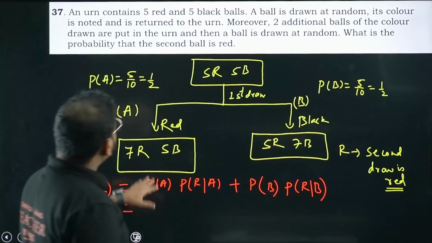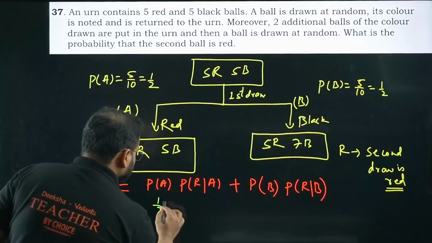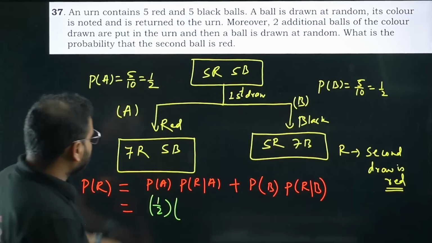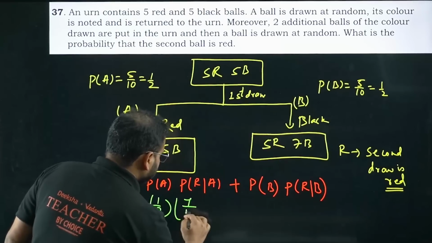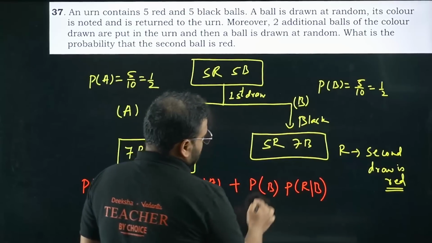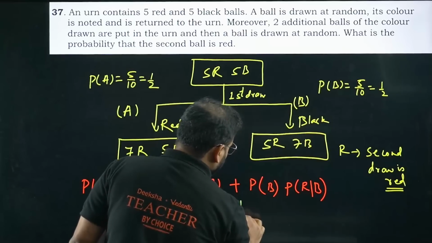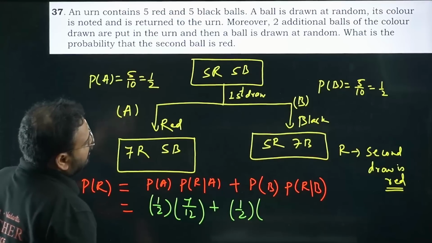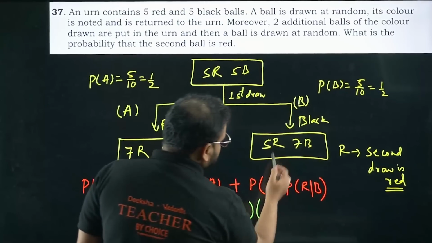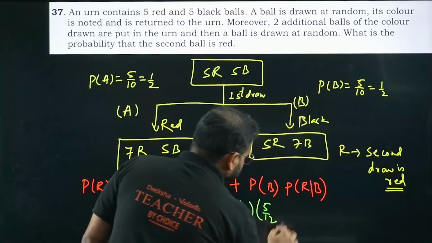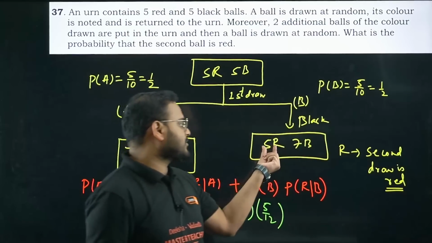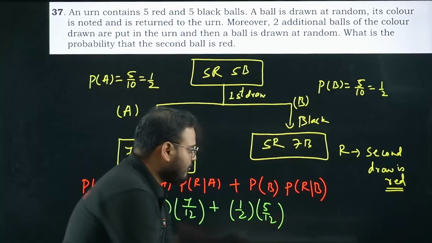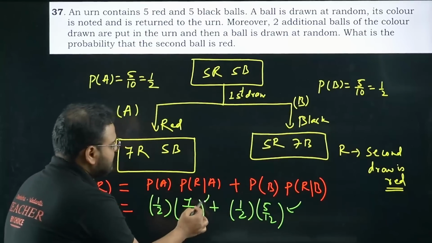Okay, P(A) is how much? 1 by 2. So 1 by 2 times the chance of getting the red ball after the first draw, which will become 7 by 12, right? Plus P(B) will again be 1 by 2, and this will be getting the red after the first draw, which will become the same thing, 5 by 12, right? In this case 5 out of 12, in this case 7 out of 12. So 5 by 12 for this part, and for this part it is 7 by 12.